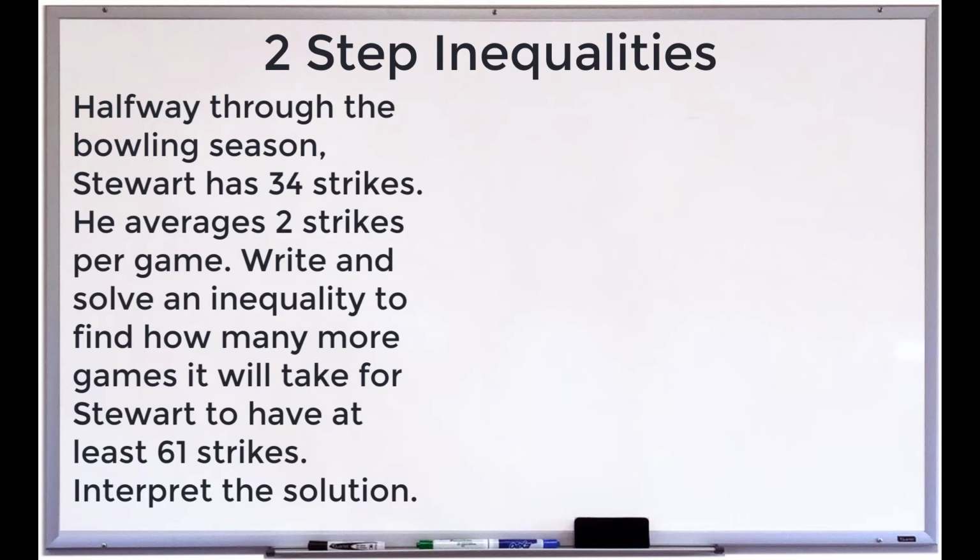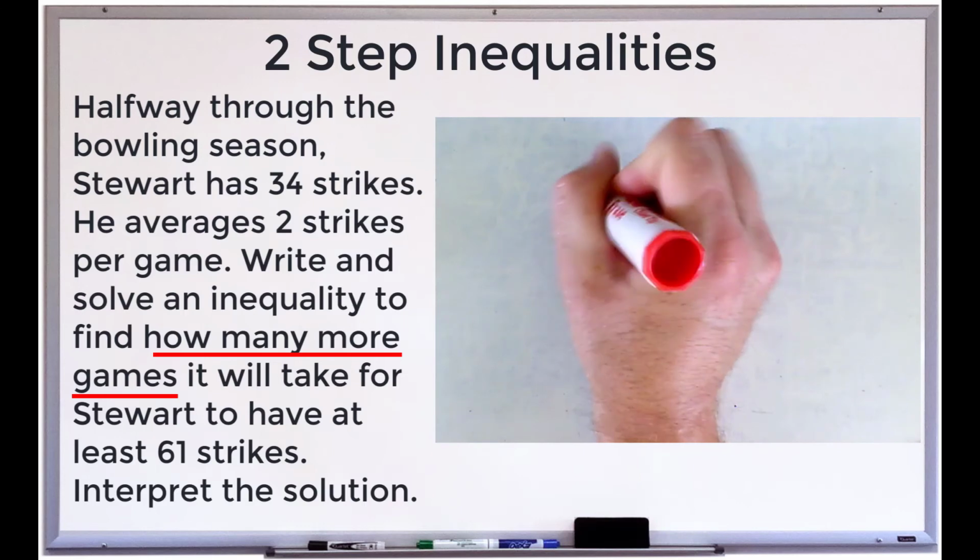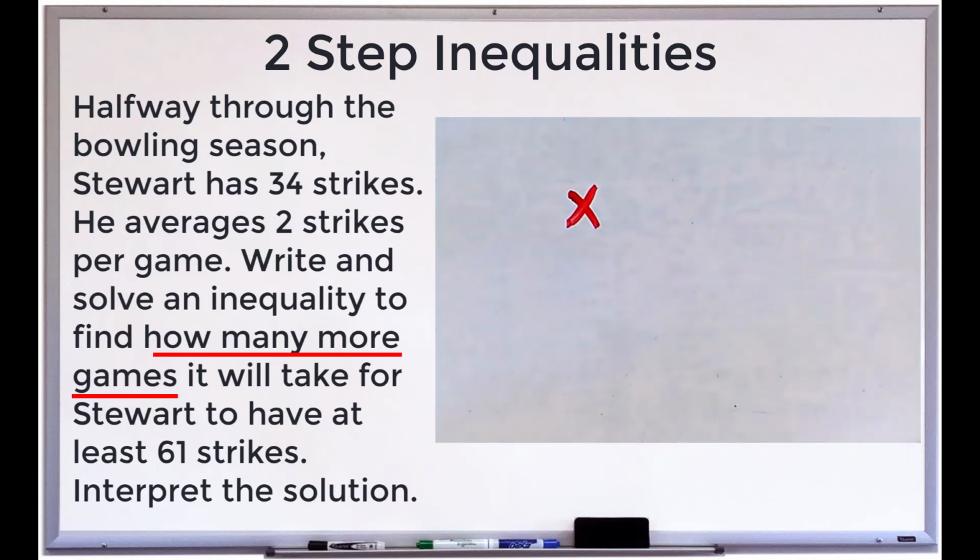The first thing we need to do if we're going to write an inequality is figure out what our variable is, the thing that we don't know. The thing we don't know in this problem is how many games it's going to take. So I'm going to use x as a variable to represent the number of games.